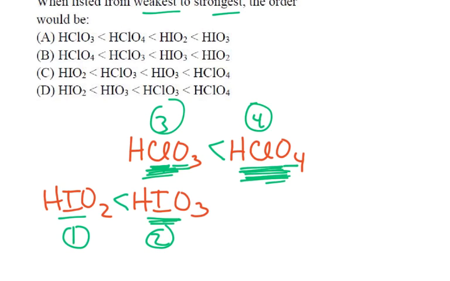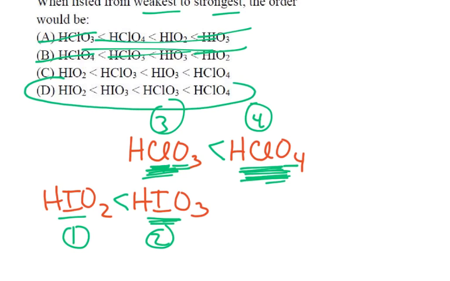Okay, so I need HIO2 at my beginning, and I need to have HClO4 at my ending. And in between HIO3, then HClO3, that looks like answer D. And that's the multiple choice portion of the test.